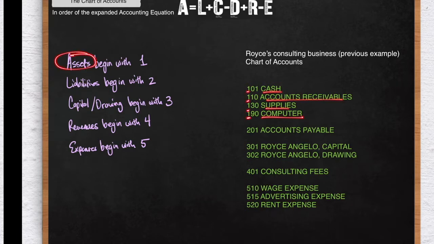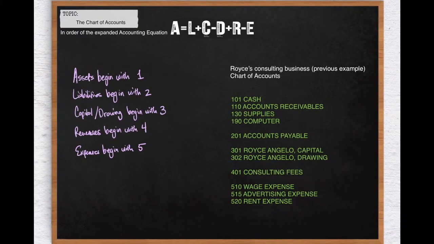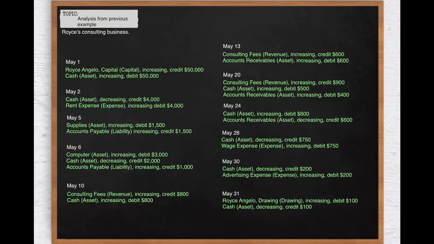So here it is. His chart of accounts are cash, accounts receivable, supplies, and computer all begin with 1. His liability account is accounts payable. It begins with 2. And the capital and drawing begin with 3, in this case 301, 302. His revenue account begins with a 4, but the entire account number for that account is 401. And he has 3 types of expenses, and they all begin with 5. 510, 515, and 520. Hopefully that makes sense. Please let me know if you have any questions.